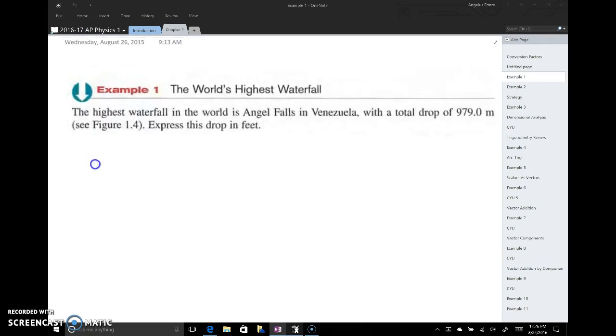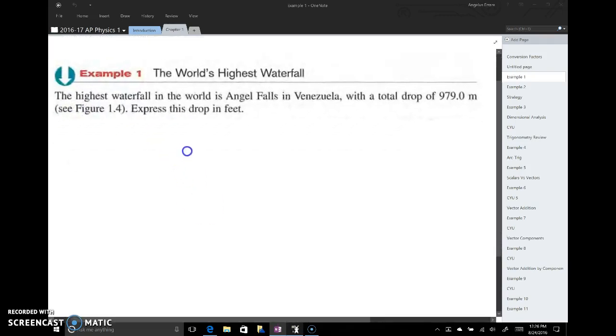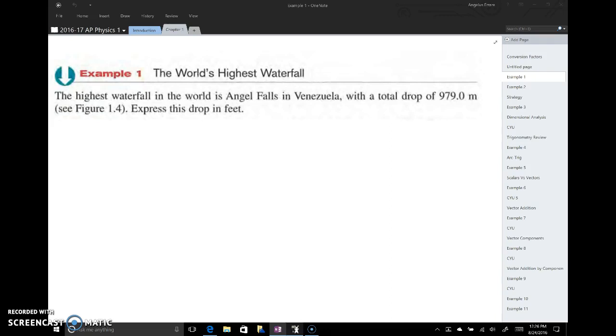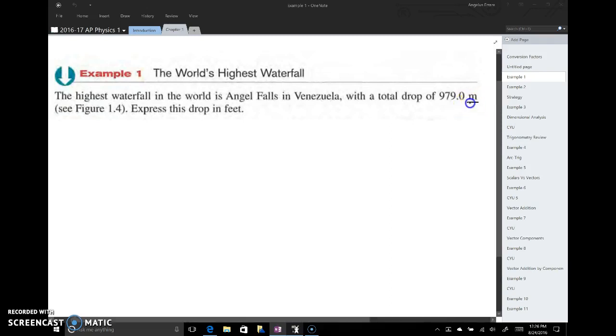Let's just look a little bit closer at example 1 from your book. There's 3 different types of unit conversion that you want to be really good at, and I'm going to show you an example of each of those 3. The first one is just straight dimensional analysis, one unit to another unit. So in this case, we're going from meters to feet.